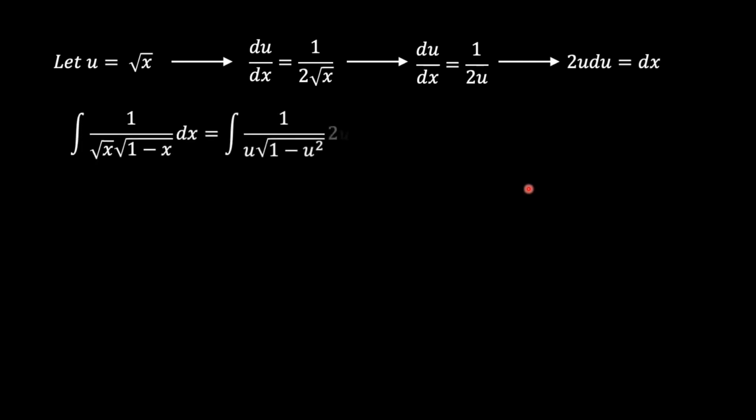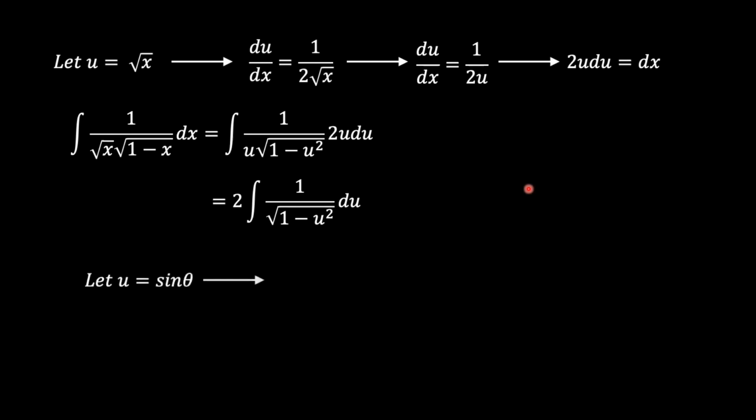So we have 1 over u times square root of 1 minus u squared times 2u du. And that is 2u du in place of dx. So the u in the numerator and the denominator cancel. So we have now 2 times the integration of 1 over square root of 1 minus u squared. And so we can now say let u be equal to sine theta. And so du d theta is equal to cosine theta. And so du is equal to cosine theta d theta.